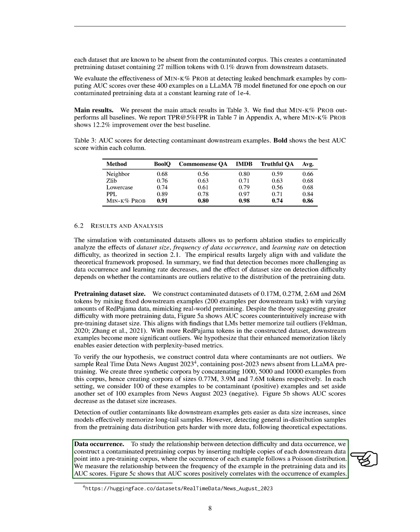We also studied the relationship between detection difficulty and data occurrence. We created a contaminated pre-training corpus by inserting multiple copies of each downstream data point into a pre-training corpus. We found that AUC scores positively correlated with the frequency of the examples.